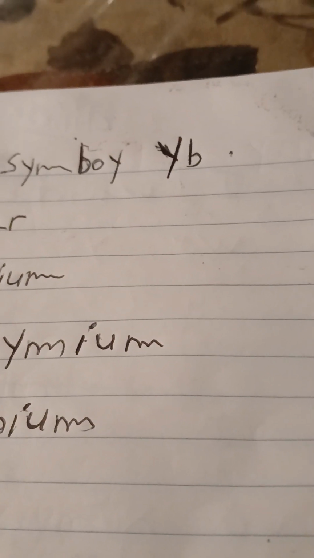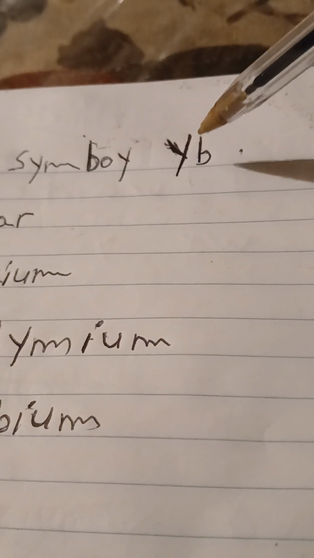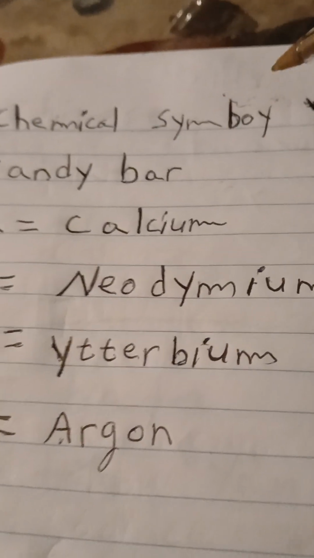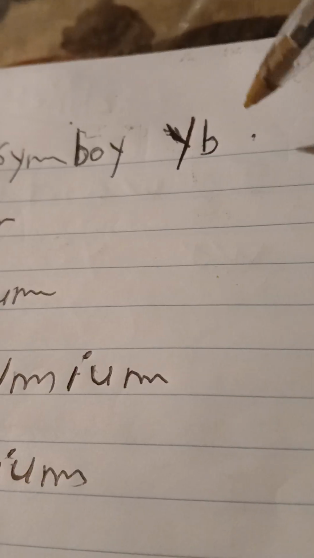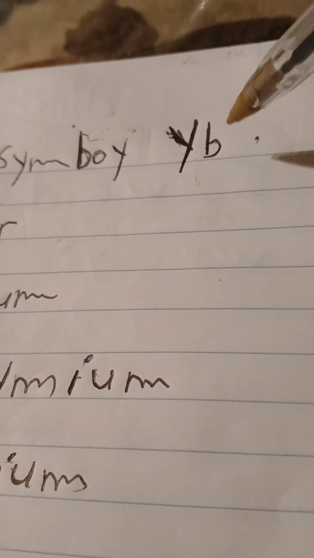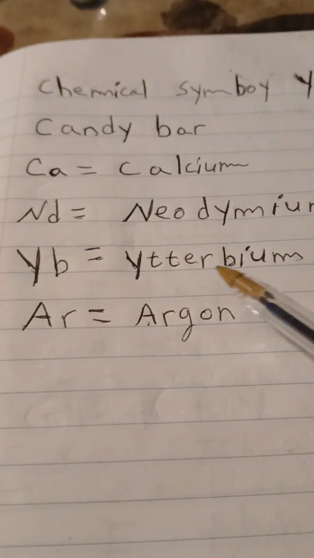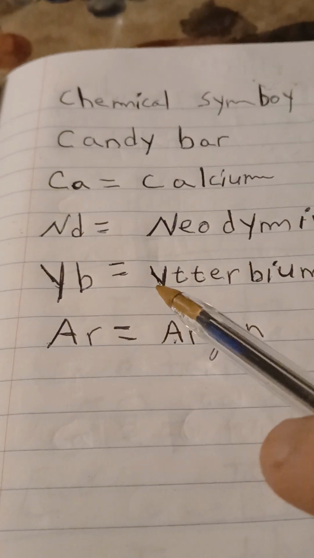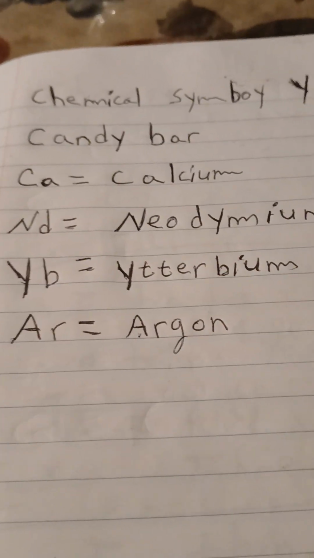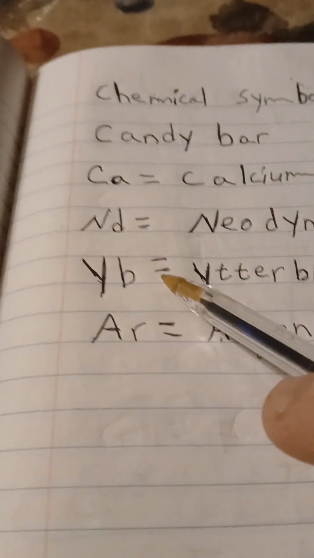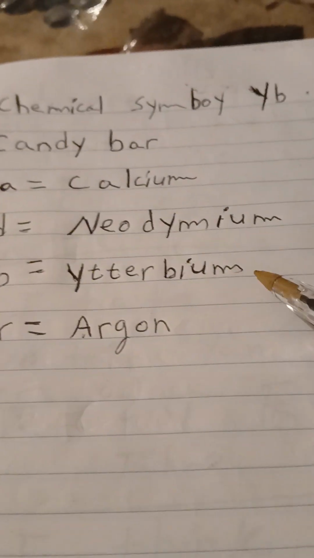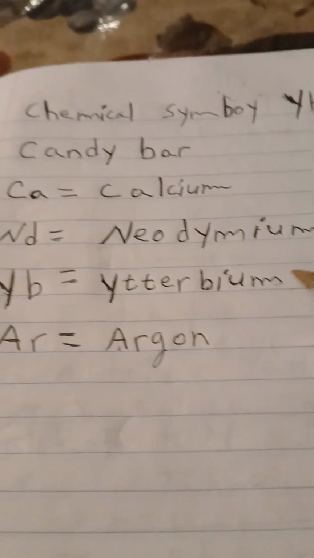Some chemical symbols are very hard to make words for, very hard to memorize. You got to know. One of these chemical symbols on the periodic table of elements is the capital Y and the small b. Okay, that's the chemical symbol for the name of ytterbium. See right here? So capital Y and a small b is the chemical symbol for the element's name of ytterbium.